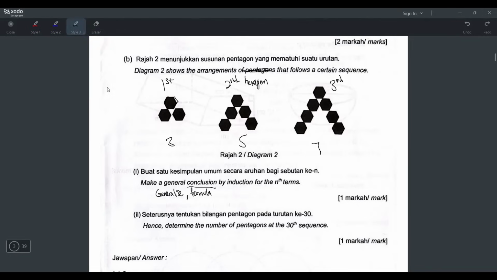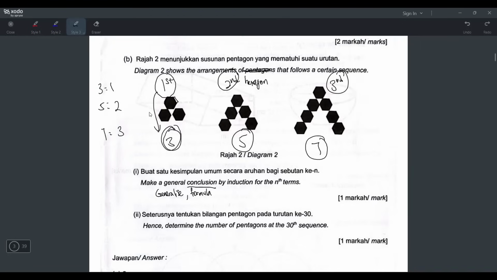So how will I write it? Let's say 3, 5, 7. But you need to see the connection. When n is 1, there are 3 hexagons. When n is 2, there are 5. When n is 3, there are 7 hexagons. So you have to see the connection between n and the number of hexagons, to generalize. Actually it's quite simple. You can see the number of hexagons is n plus 2.